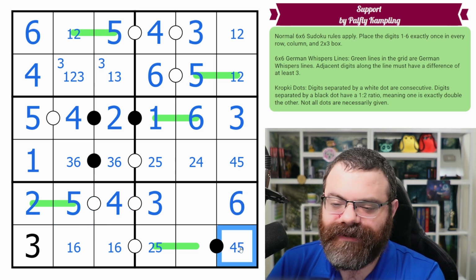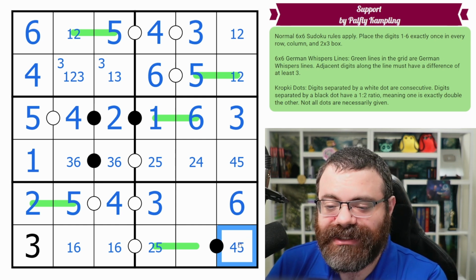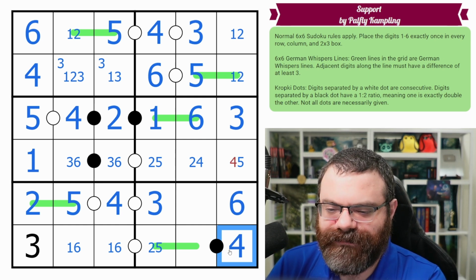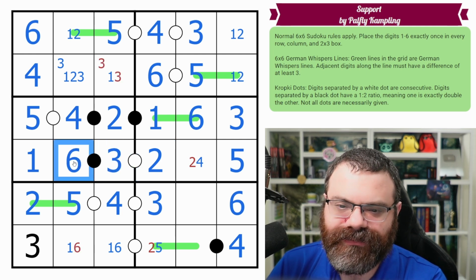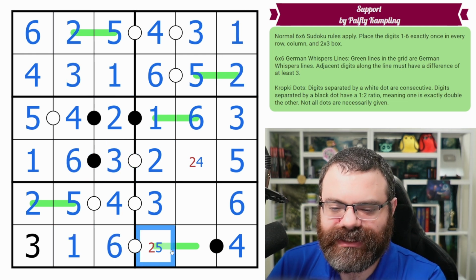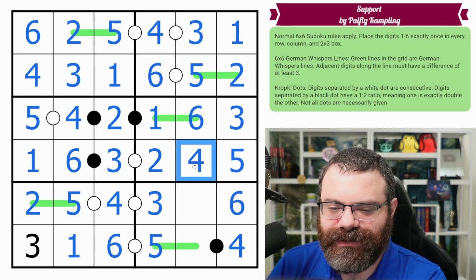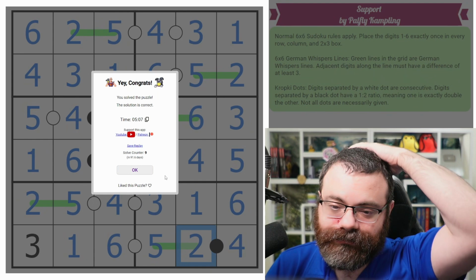Now you can't ever put a 5 on a black dot, because you can't double it. So this is going to be a 4 with a 5 here. That's a 2. 2 goes next to 3, 3 and 6. We got our 1 and our 3, 2 and 1, 2 here. This is 1, 6, 5. That's a 4. This is 1, this is 2, and we're done.